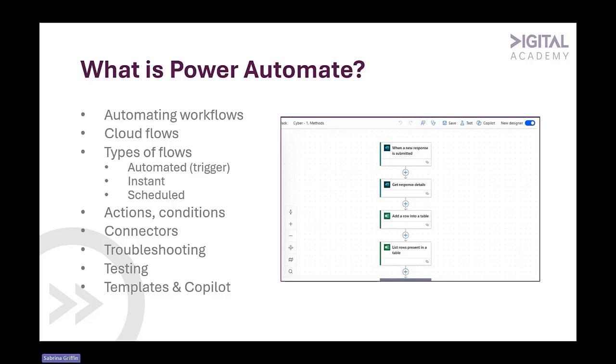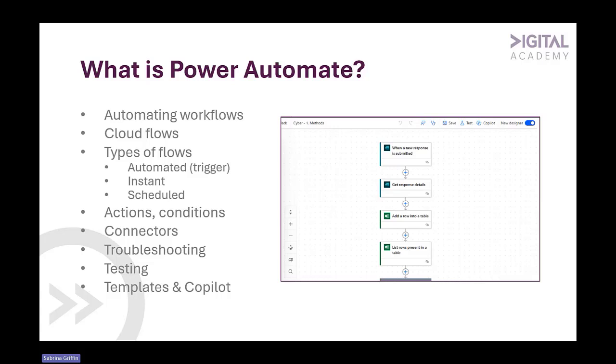Copilot is also inbuilt to Power Automate, so you can use Copilot to create your flows. You can type in a description of what you're looking for your flow to do, and it can then create the trigger and the steps for you. Again, you would then need some Power Automate experience to be able to go in and fine tune that. It's not always going to be perfect first time.